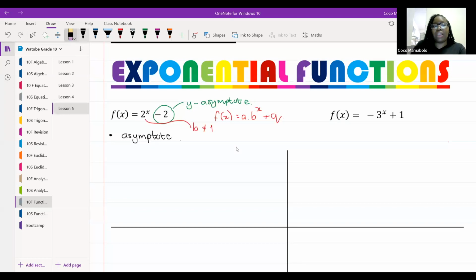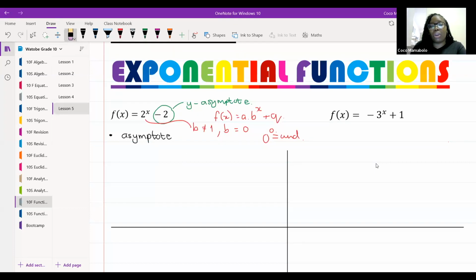Also, the B value cannot equal 0, because we're going to get the same issue again and again. 0 to the power of anything is just going to give us 0 again. Also, you can't have 0 to the power of 0 because this is undefined. 0 to the power of 0 is not 1. It is undefined. So we can't have B equals 0 either.